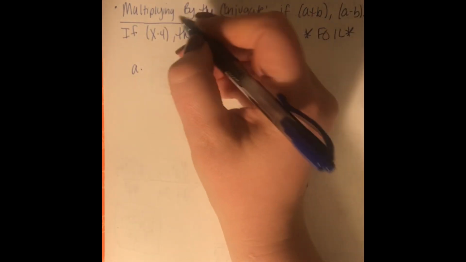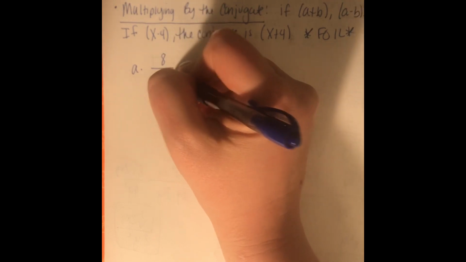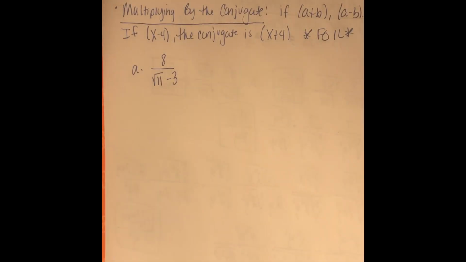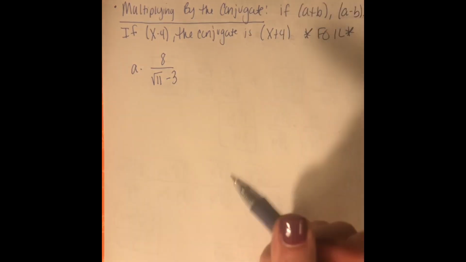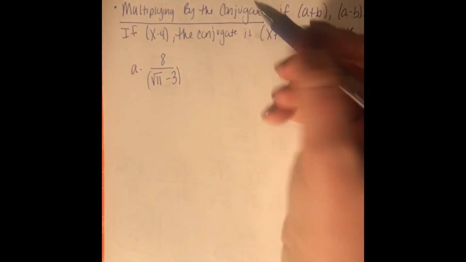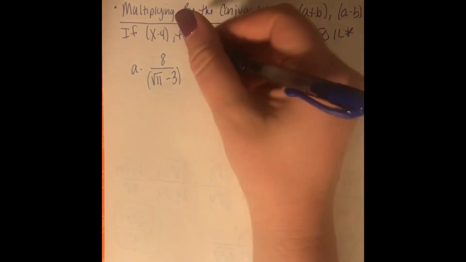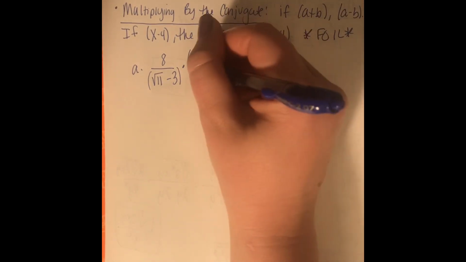So our first one, A, we start off with 8 divided by the square root of 11 minus 3. Again, in proper math grammar, you cannot leave a square root in the denominator, but this time in our examples, we have 2 terms in the denominator rather than just the 1. So in order to get rid of this, we have to multiply by the conjugate, which is the square root of 11 plus 3.